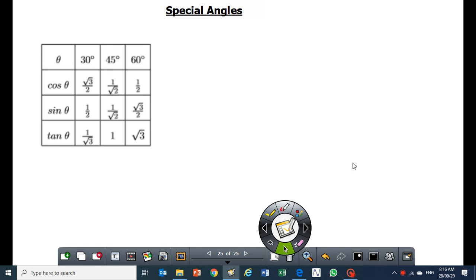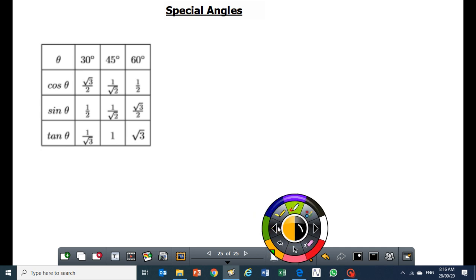30 degrees, then we have got 45 and 60. But we are going to concentrate more on 30, 45 and 60. But I'll also tell you that we have other special angles like 0 degrees, we have got 90, 180, 270 and 360. But for you guys in this grade, you concentrate more on 30, 45 and 60.